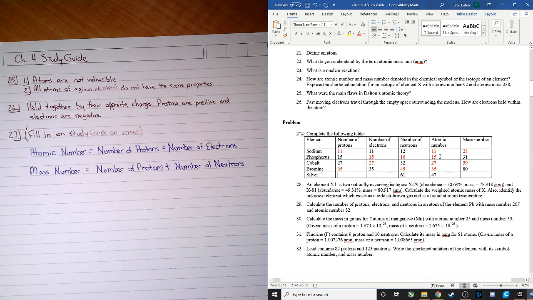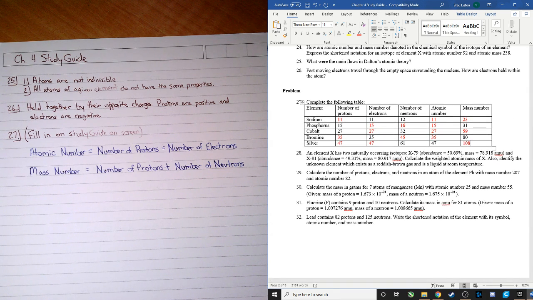And silver, we're given the atomic number right here. So there we can find out the number of protons because it's the same number, and the number of electrons. Next, we don't have the mass number. Mass number is number of neutrons plus number of protons. 47 plus 61 is 108. And there we go. And that's your answer.